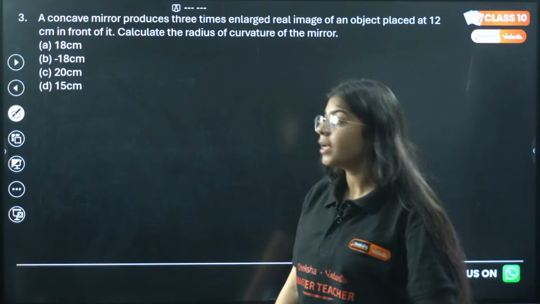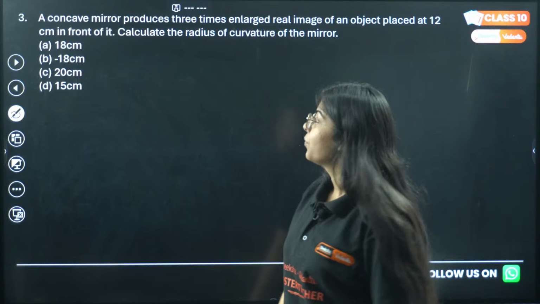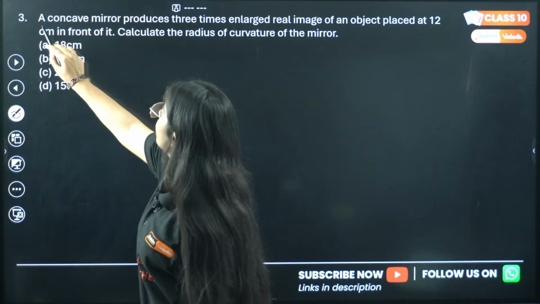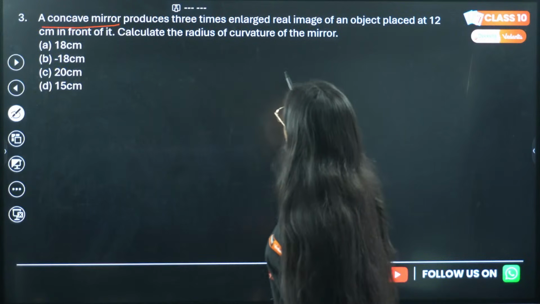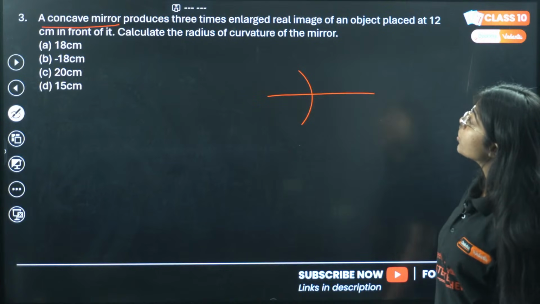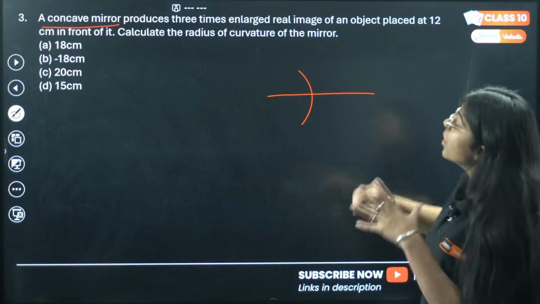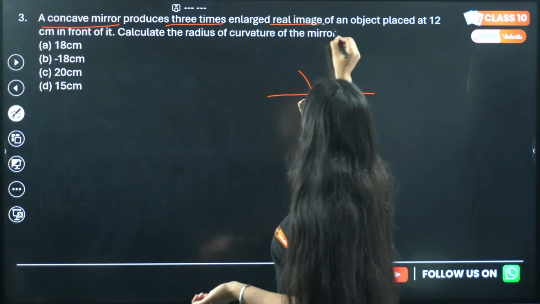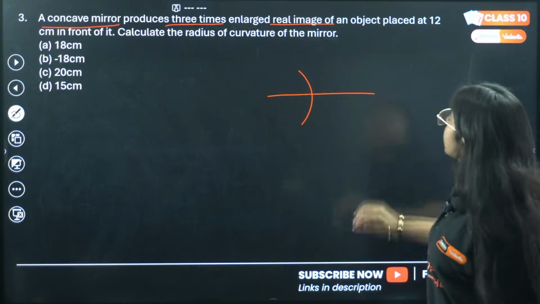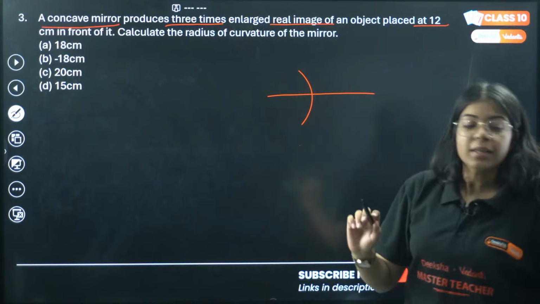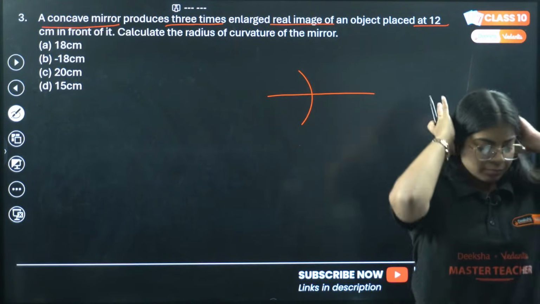Okay, third question, a bit of a tricky question, I'll say, but read it carefully, use your brain carefully and give me the answer. A concave mirror, what is it? I always tell you to read the question carefully. It is a concave mirror. A concave mirror produces 3 times enlarged real image. What? 3 times, and it produces a real image of an object placed at 12 centimeter in front of it. Calculate the radius of curvature.